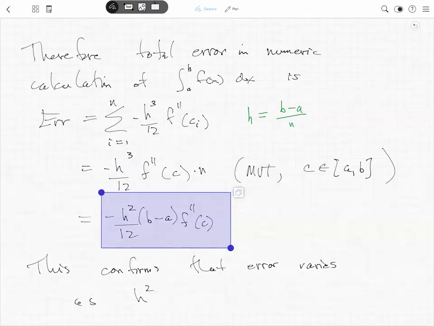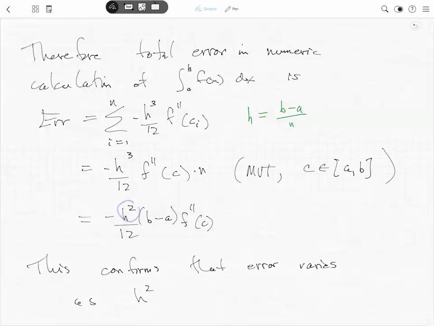And the trouble with this formula is we don't know where c is, right? All we know is that c is somewhere between a and b. Notice we lost the power of h because n was (b minus a) over h. Okay, and this confirms what we saw empirically the other day. It seems that the error in the trapezoid method varies like h squared. It's proportional to h squared.